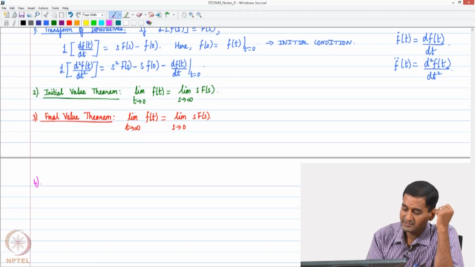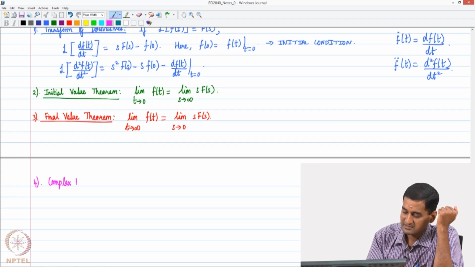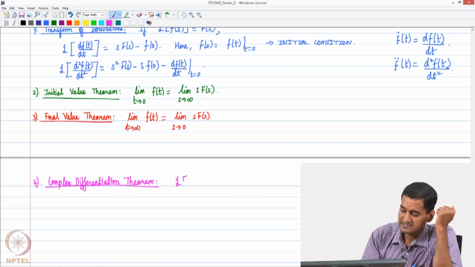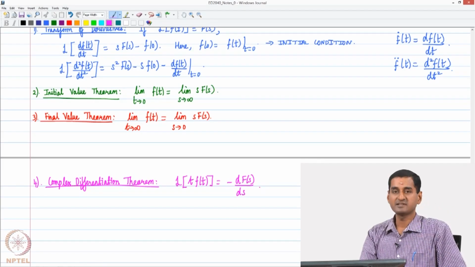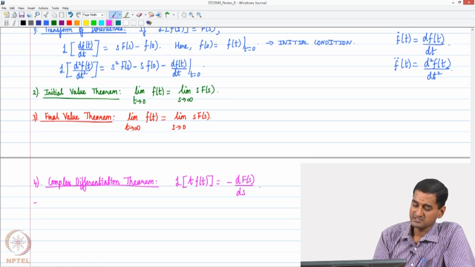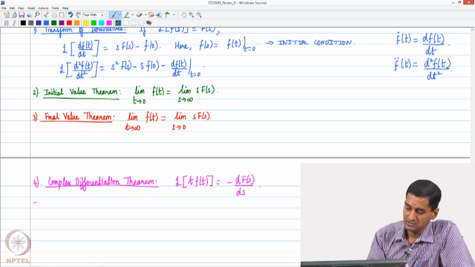Then the fourth property that we would be using is what is called the complex differentiation theorem. It just states that Laplace of t times f of t is going to be equal to minus d F of s ds. That is, we take the derivative in the complex domain. That is why it is called the complex differentiation theorem.